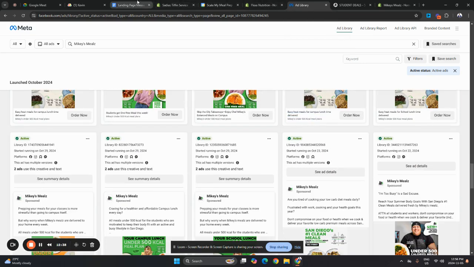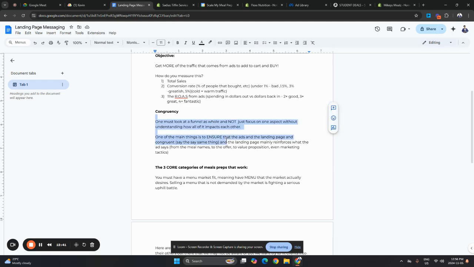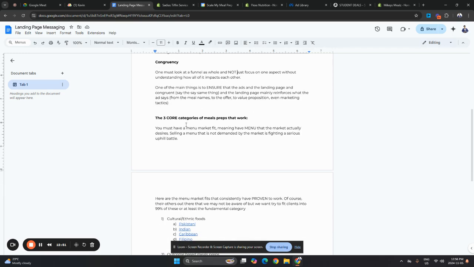Okay, so that's congruency. One must look at the whole funnel, and before we start writing landing page copy, you've got to really understand what the ad's going to say, have the actual ad copy, and reinforce that.